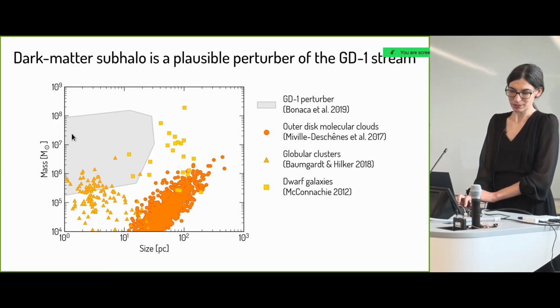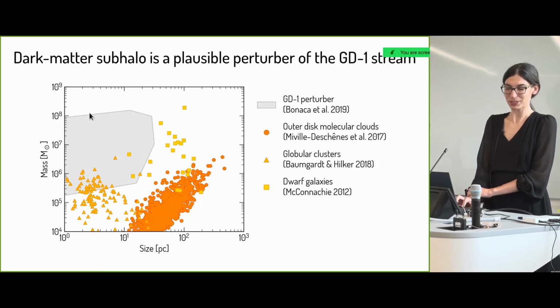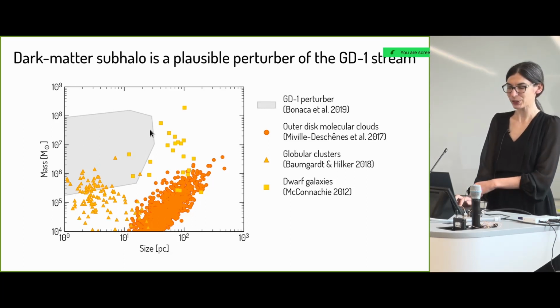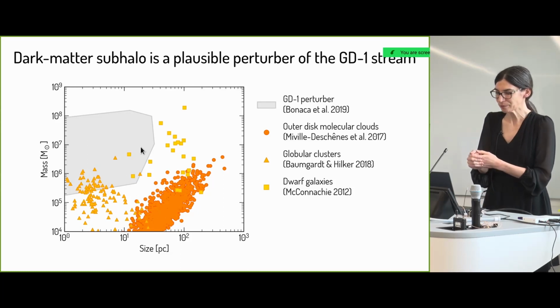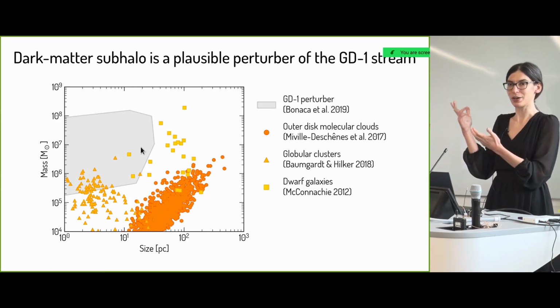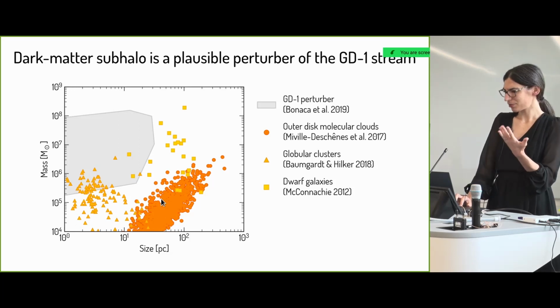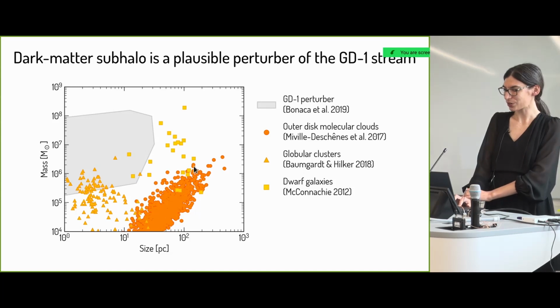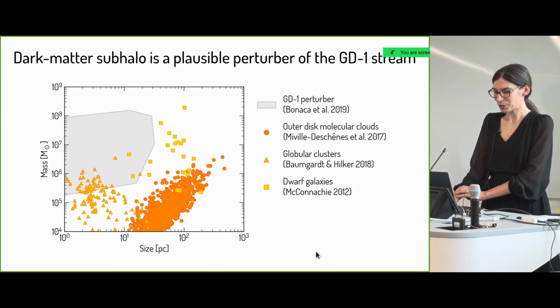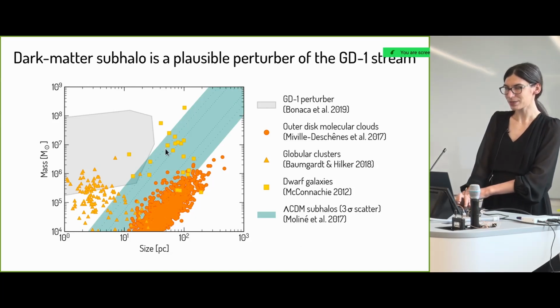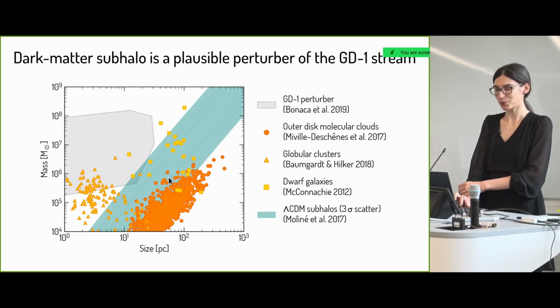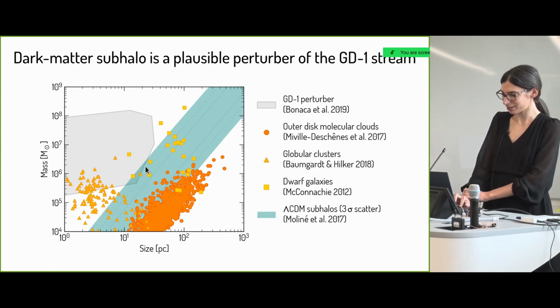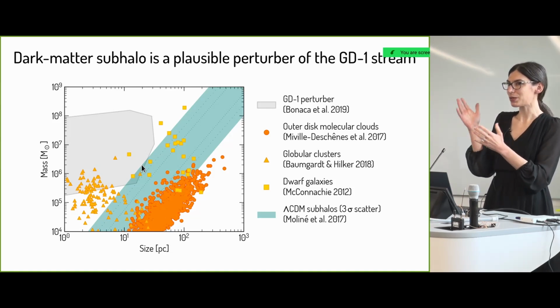So overall, it is a range of masses between 10 to the 5 and 10 to the 8 solar masses, but all fairly compact. And when we compare this to the known objects in the Milky Way, it's more compact than most. The circles show molecular clouds, the squares are dwarf galaxies, and the triangles are globular clusters. Dark matter subhalos would be in this band. This is the lambda CDM prediction for where the subhalos should be, and the dotted lines show the 1, 2, and 3 sigma scatter around the mean relation.